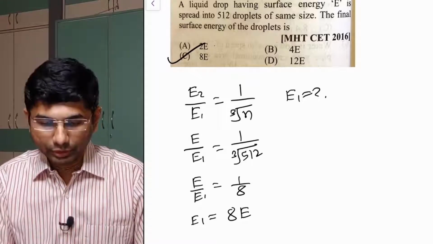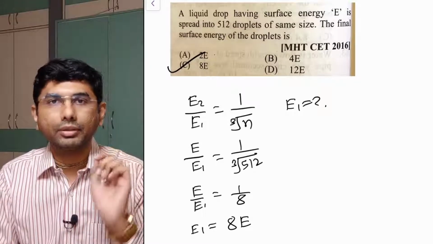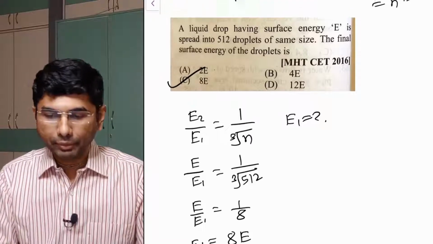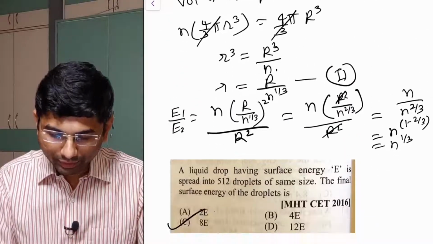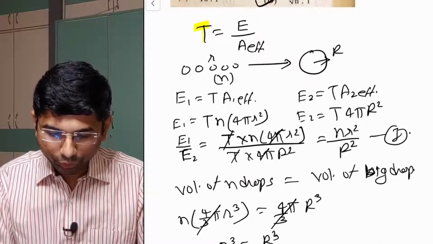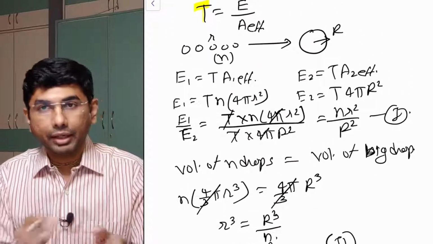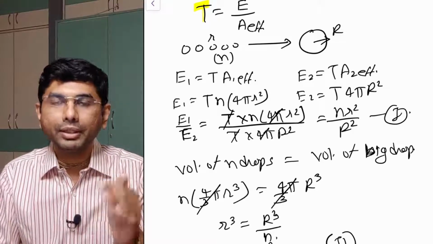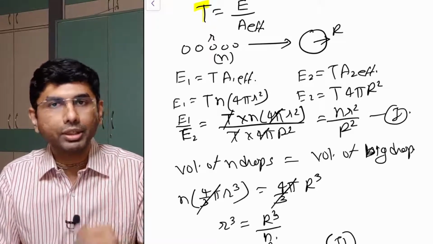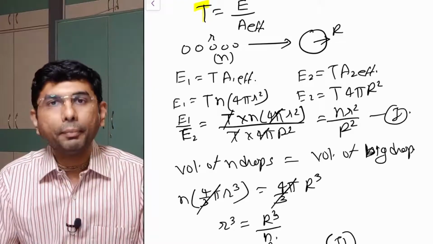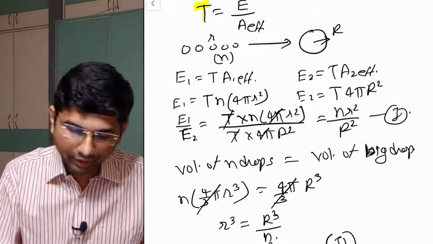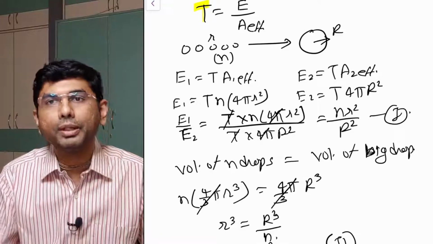For this question, you just need to understand the previous question. This question is connected to the previous question. Even if you don't know the previous question, you have to solve it in the same manner. First, you need to find out the different energies. E will be T into effective area. What will be the effective area here? 4 pi capital R square. And then when it is getting formed into many droplets, it will be T into N into 4 pi small r square.